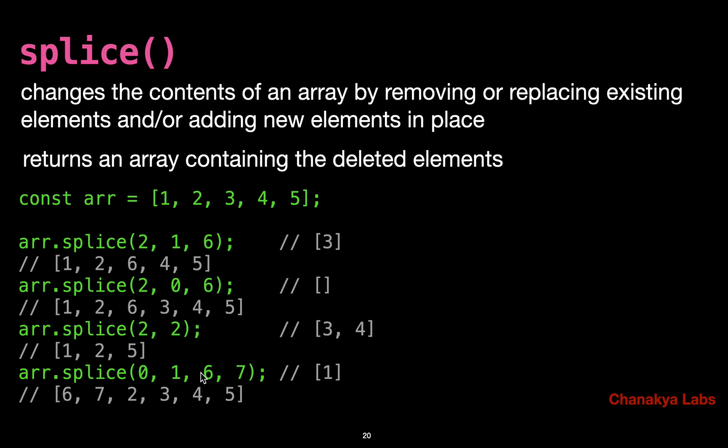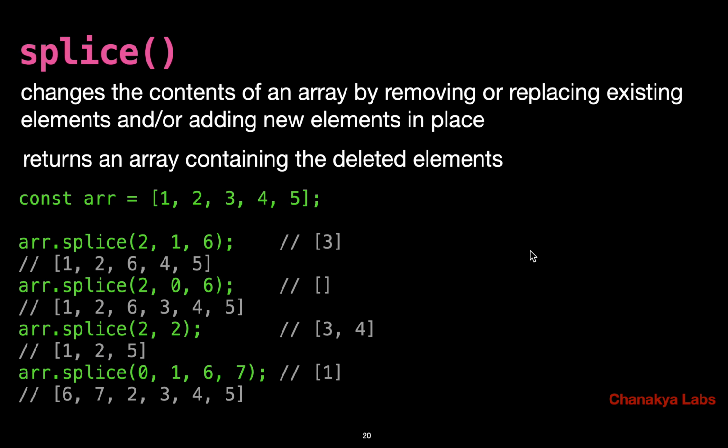Understand? 0 1 6 7, this was the example I was giving, that there can be more than 3 arguments. At least 2 arguments you will give, but after that you can give 3, 4, 5, whatever the rest you give after 2, everything is inserted. Now here I am saying start at index 0 and delete 1 item. So the first item, 1, is deleted, and there only 6 7 is inserted, and that's why the answer is 6 7, and then the rest 2 3 4 5. What is deleted? 1 is deleted, and that's why an array containing 1 item is returned by the splice function.